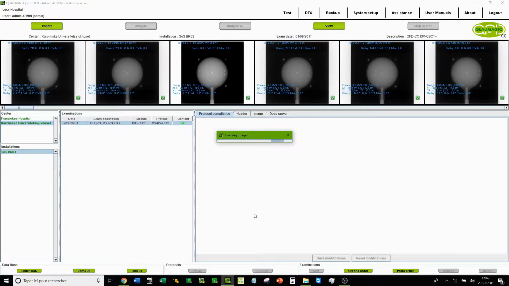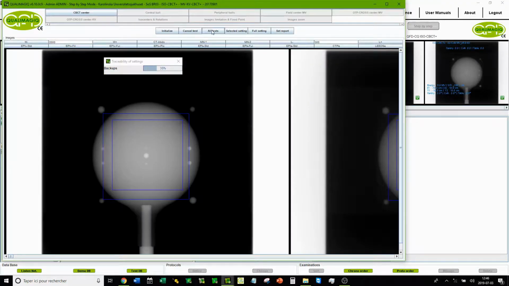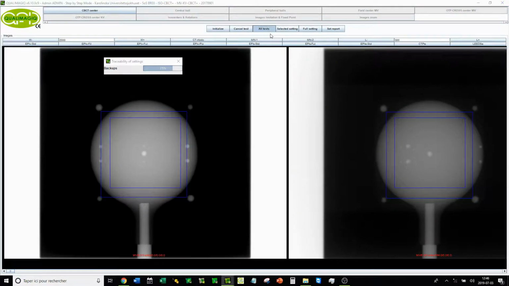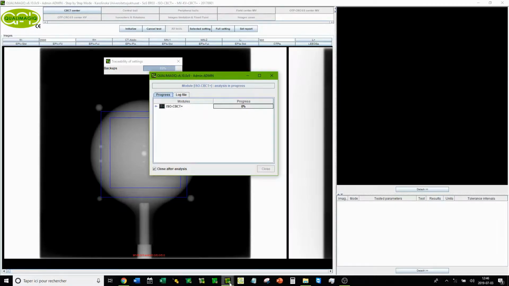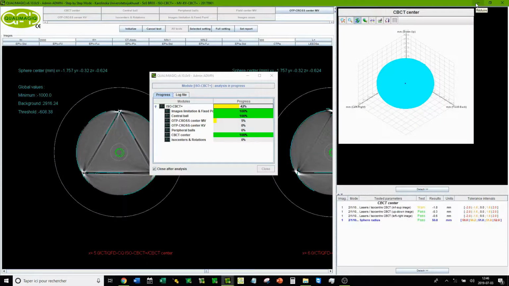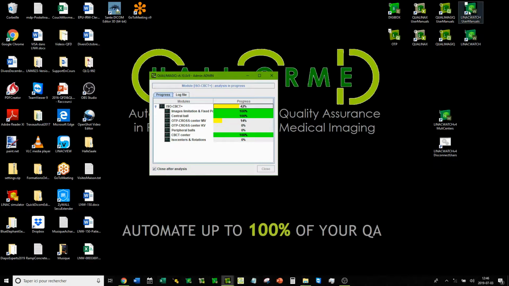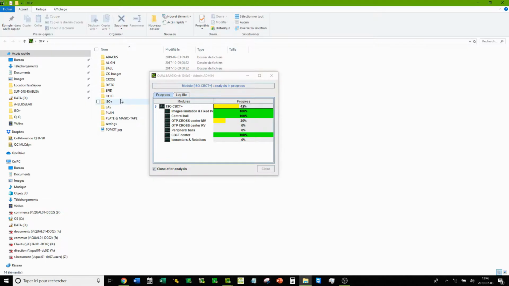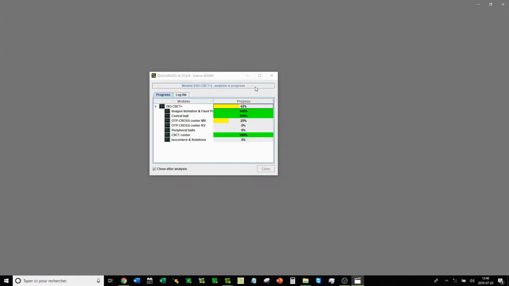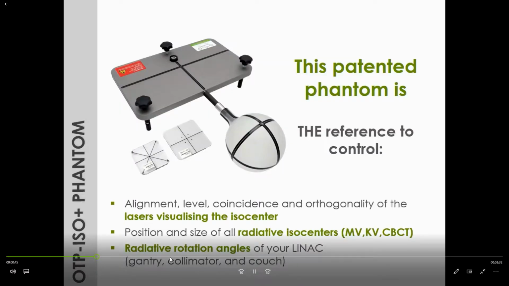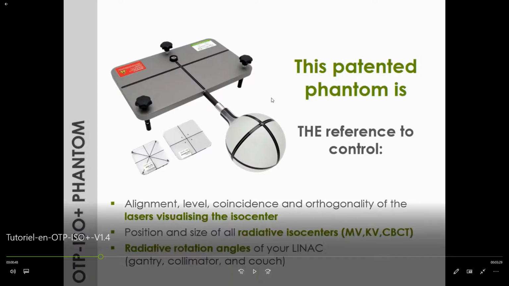I will now use the All Tests button in the step-by-step mode, which enables all tests to be initiated with one click. While this is being done, I will present the test object which is recommended for carrying out the Winston and Lutz test. I will show you a short video clip which explains how the test object functions and how to install it under the LINAC. The QUALIMAGIQ test object is pictured.